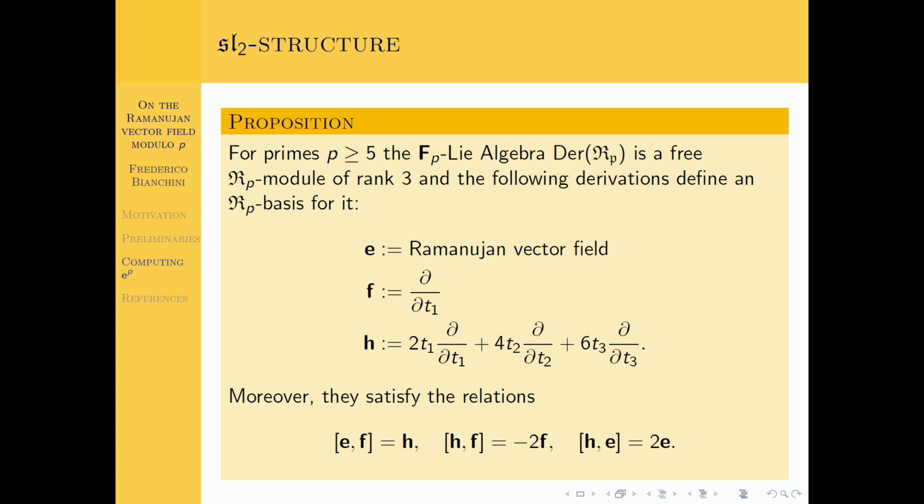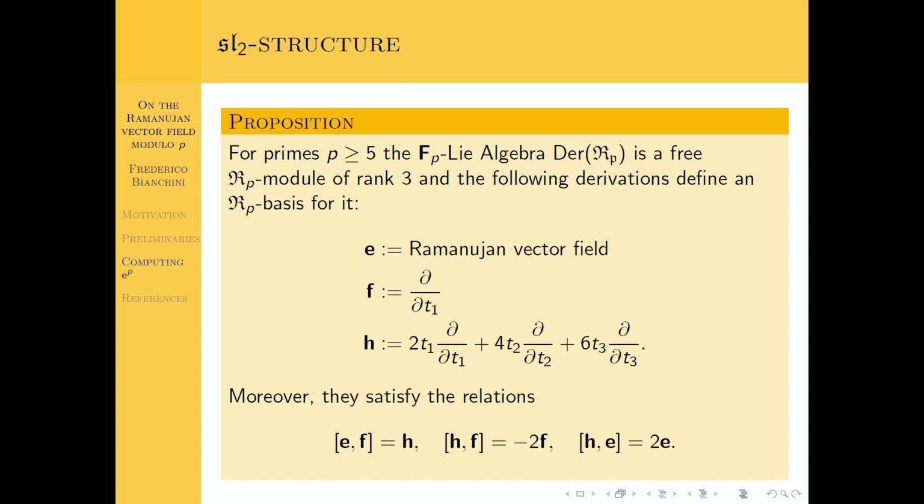For primes p greater than or equal to 5, this works in characteristic 0 as well, but I'm stating it here modulo p. This derivation Lie algebra is a free R_p-module of rank 3, and the following derivations define an R_p basis for it.